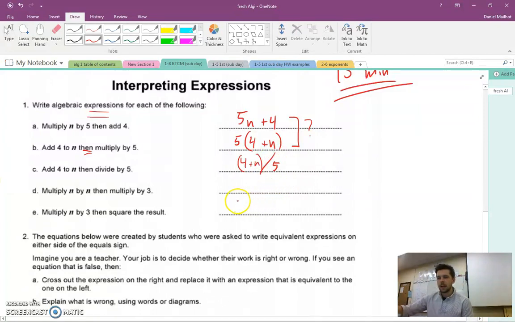Let's see, multiply n by n and then multiply by 3. Well, n by n by 3. I don't like how that looks, right? We usually write it a different way. n squared times 3.